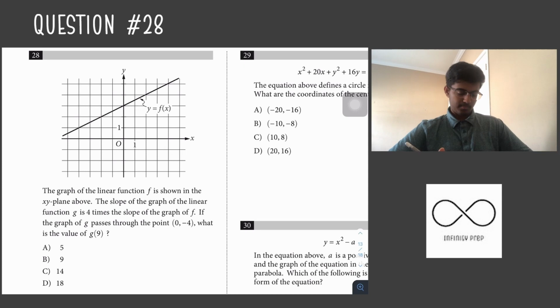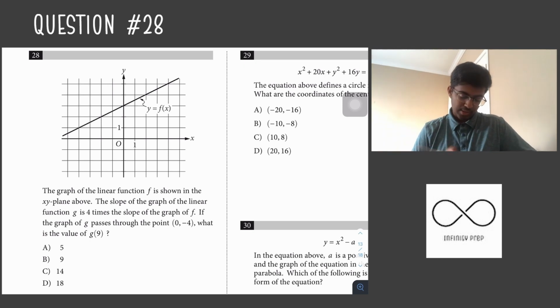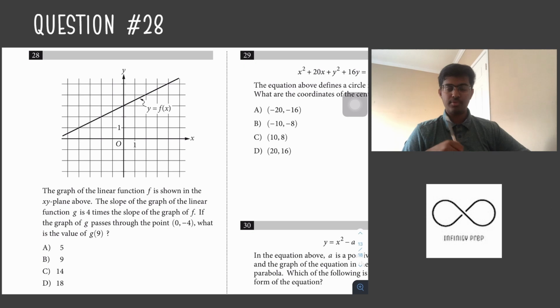Question number 28. Graph of the linear function f is shown in the xy plane above. Slope of the graph of the linear function g is 4 times the slope of the graph of f. The graph of g passes through the point 0, negative 4. What is the value of g of 9? To solve this, we first need to find the slope of the graph of f of x, because we can't find the slope of g of x without it, since it says that the slope of the graph of the linear function g is 4 times the slope of the graph of the linear function f.